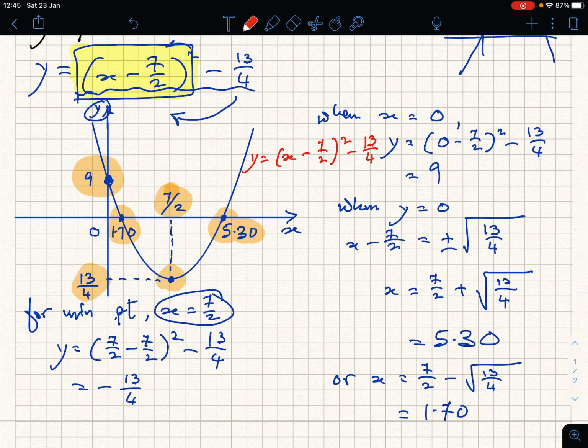That's all, folks. Easily done, right? So completing the square is not that difficult.